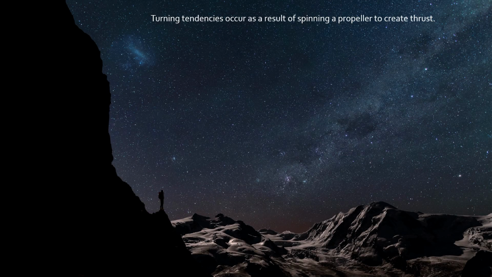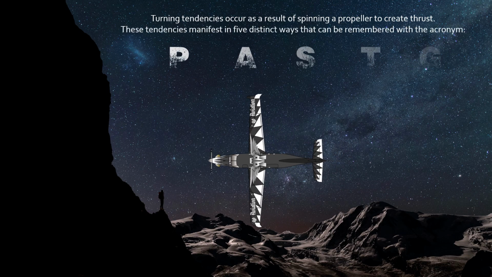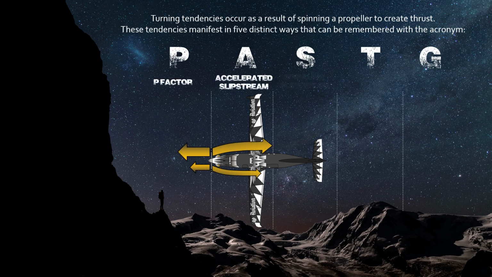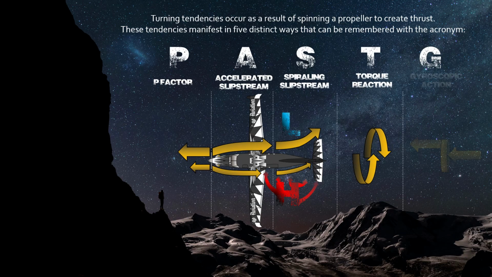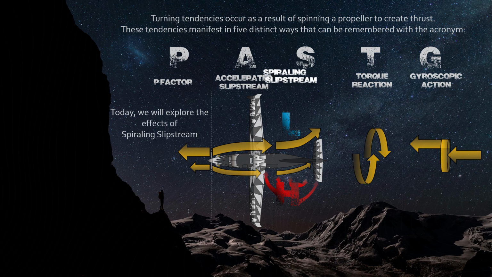Turning tendencies occur as a result of spinning a propeller to create thrust. These tendencies manifest in 5 distinct ways that can be remembered with the acronym PAST-G, which stands for P factor, accelerated slipstream, spiraling slipstream, torque reaction, and gyroscopic action. Today, we will explore the effects of spiraling slipstream.